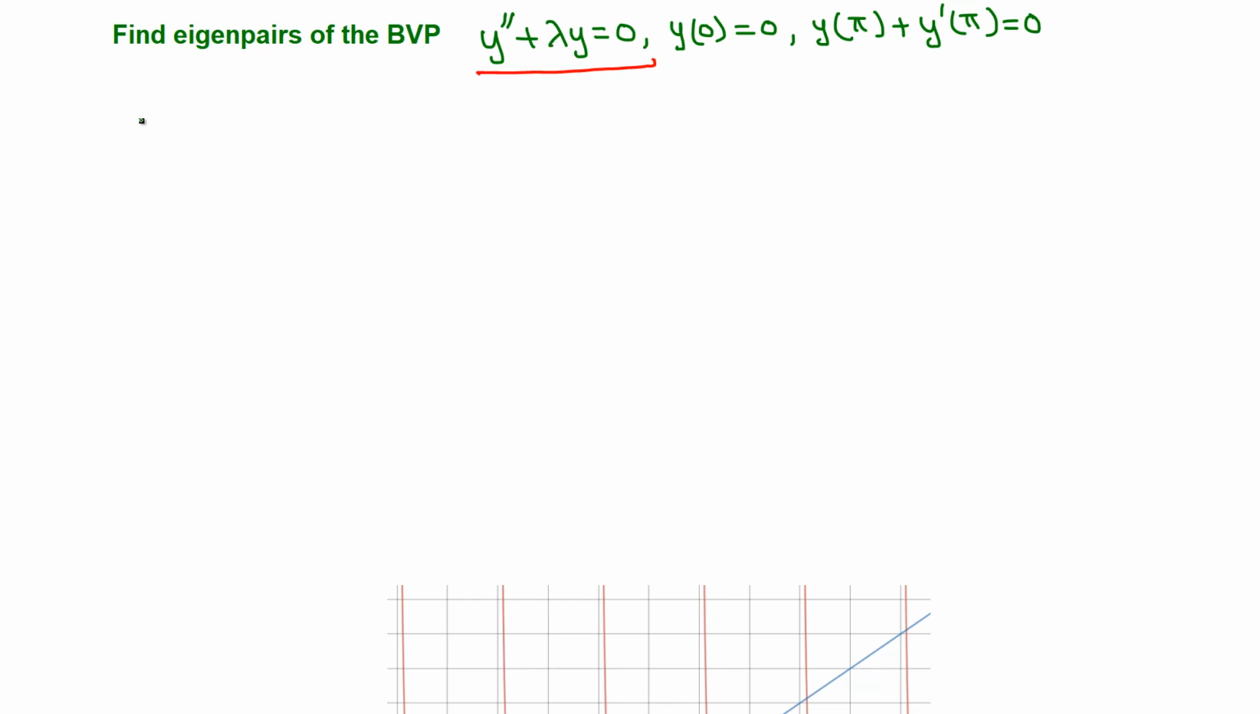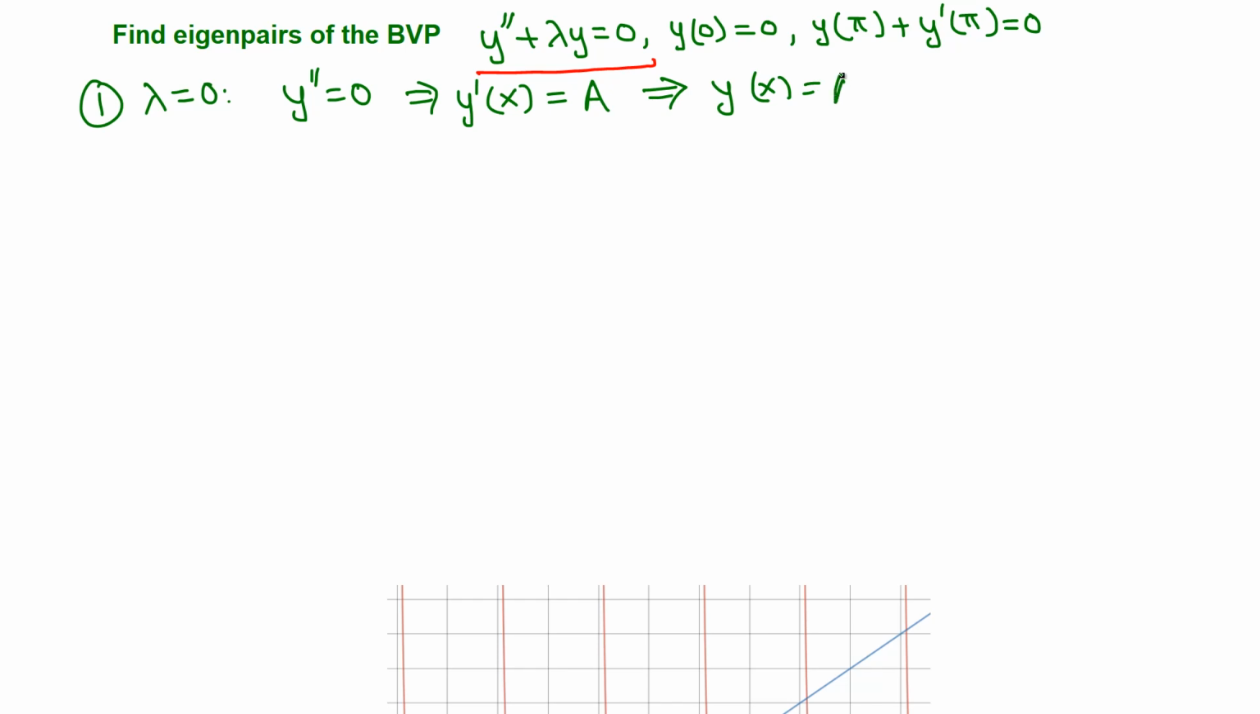So let's consider λ = 0. That means this ODE becomes y'' = 0. Solve: integrate one time, we get y', with variable x, that will be just a. Integrate one more time, so y is ax + b.